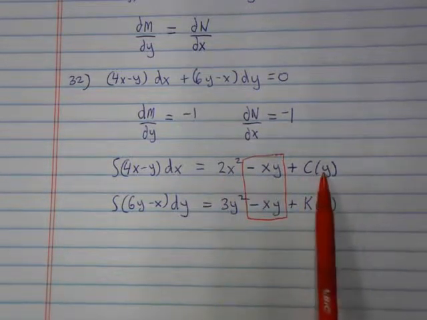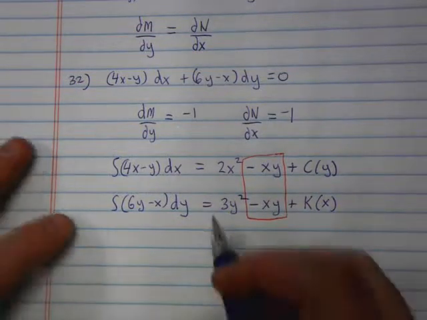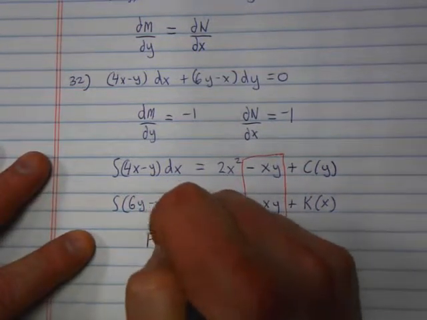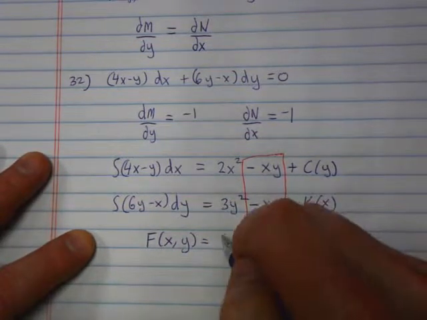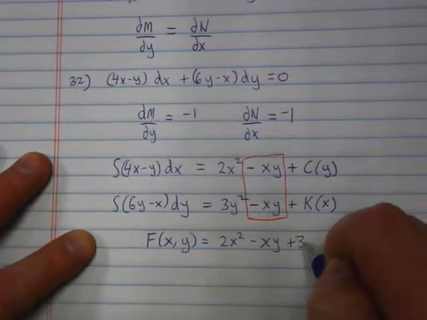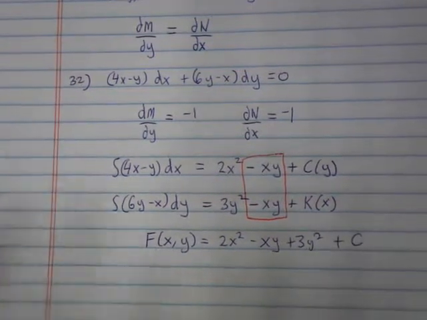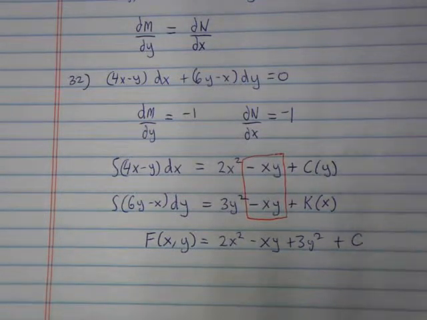Here we need a function that only has y's in it. What's the function that only has y's in it? 3y squared. So the solution to this differential equation is a function of two variables. It's the function that has 2x squared minus xy plus 3y squared plus some number c. And I will use c now because c is just a number as opposed to this function that I used back up here.